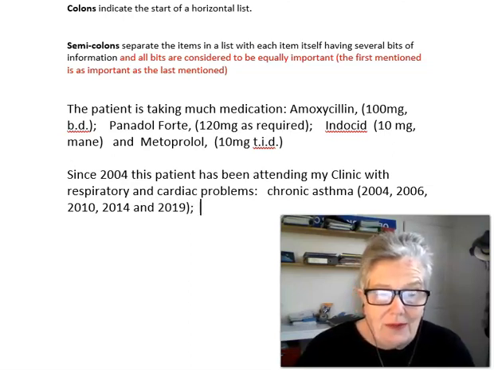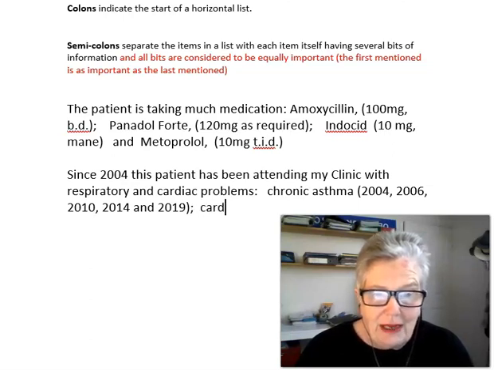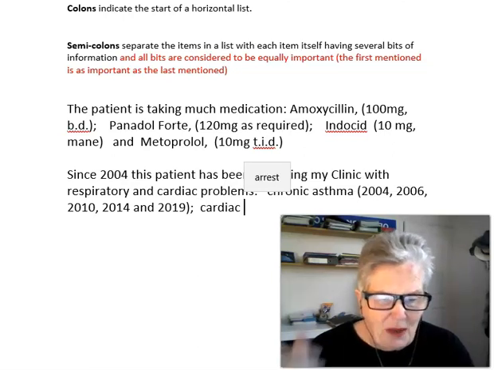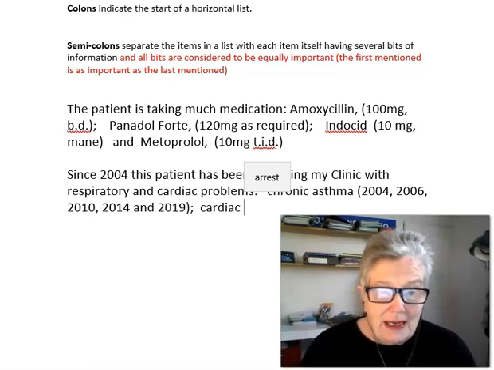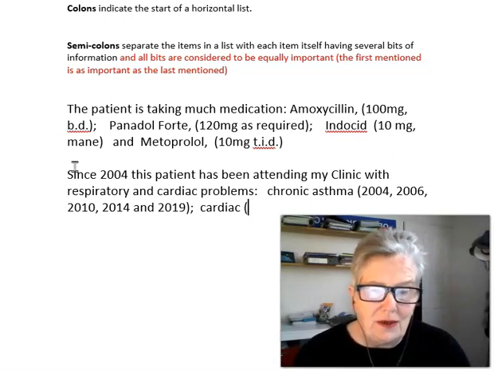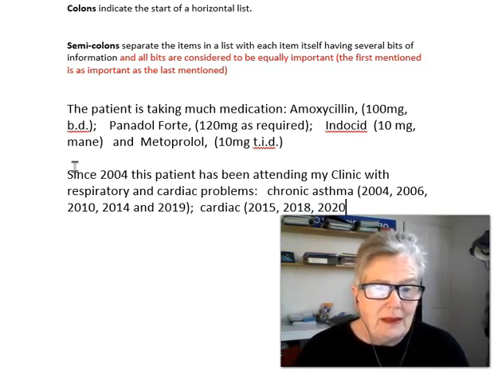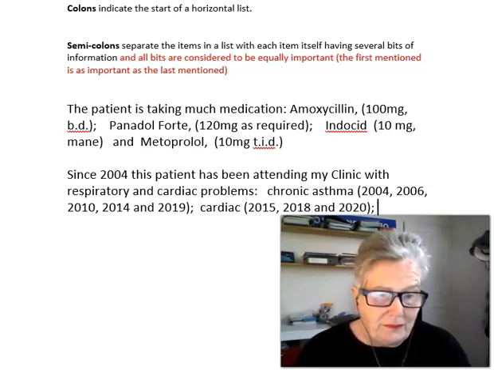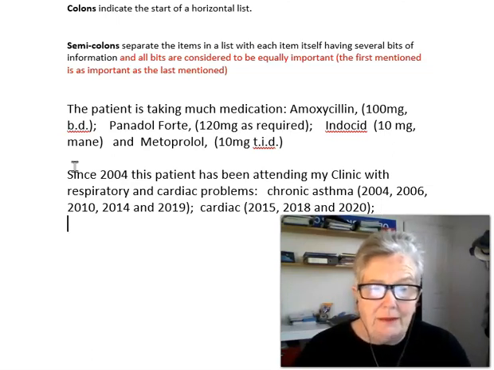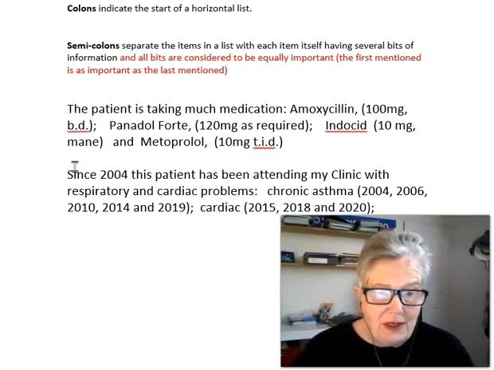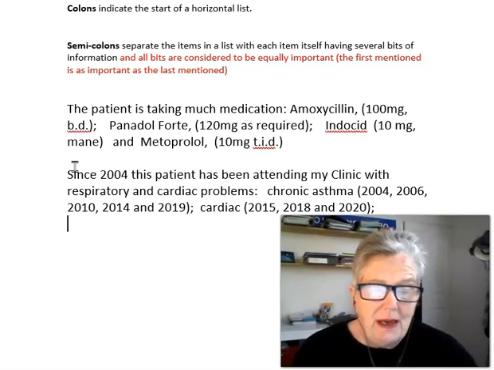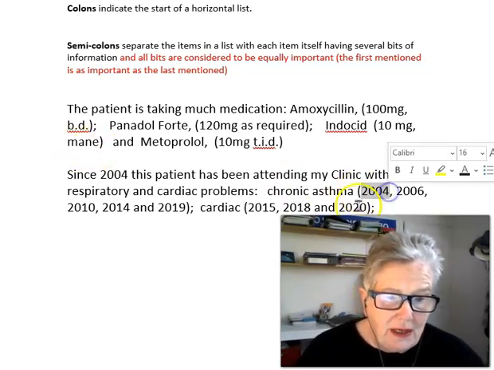That was the asthma. Now they had cardiac problems, so cardiac, whatever they are, something arrhythmia and all this sort of stuff. And again, you put down just the years, so it could be 2015, 2018, and 2020, semicolon. And so on. So you just keep listing them this way and putting the years when they had these problems.